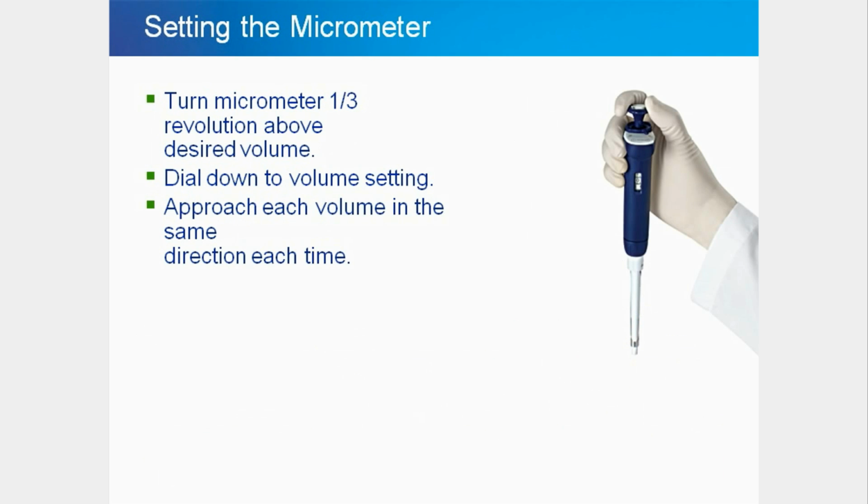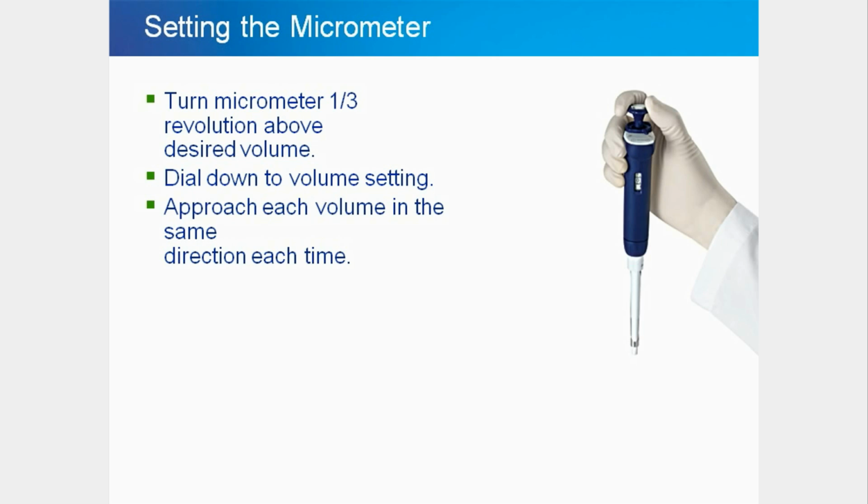When setting the pipette micrometer, it is important that you always approach the desired volume in the same direction each time. The recommended technique is to dial down to the desired volume setting, rotating the volume selector knob clockwise. When decreasing the volume setting from a higher to a lower volume, simply dial down to the desired volume setting, being careful not to overshoot the required position.